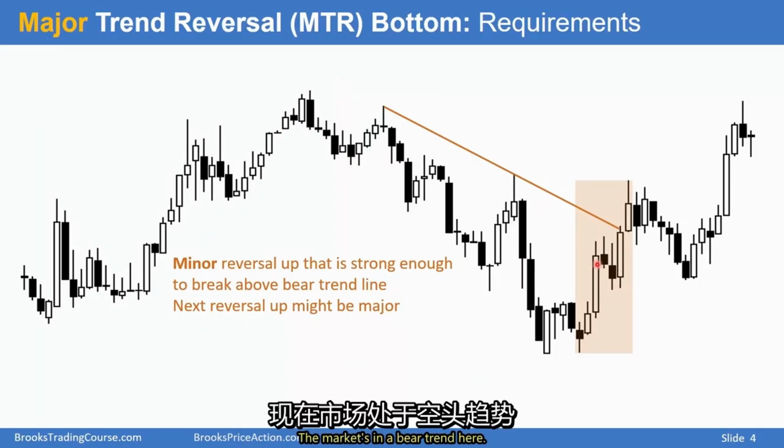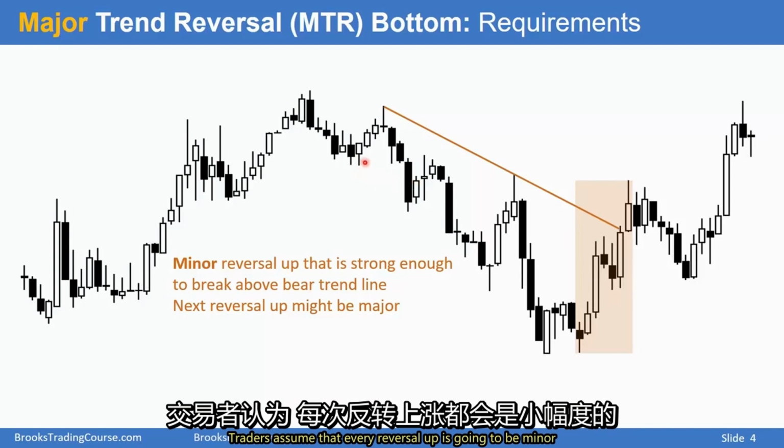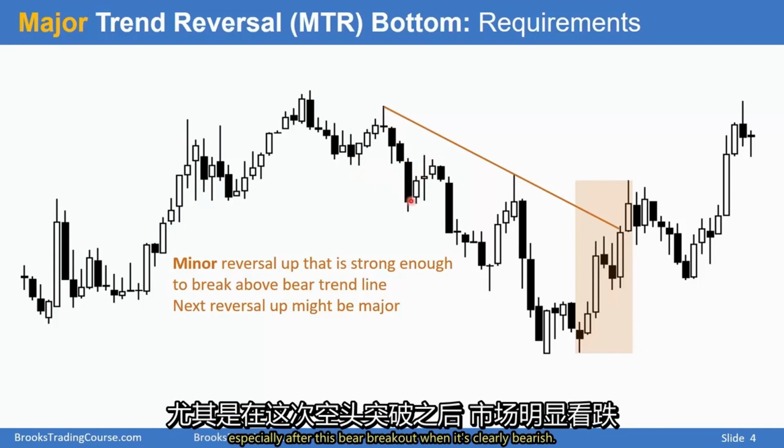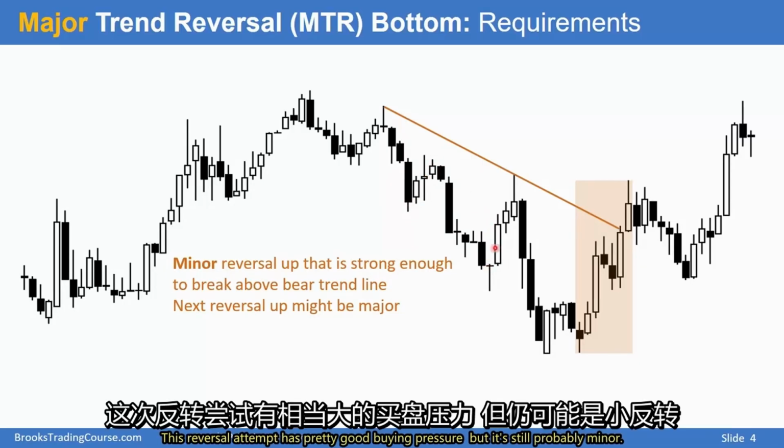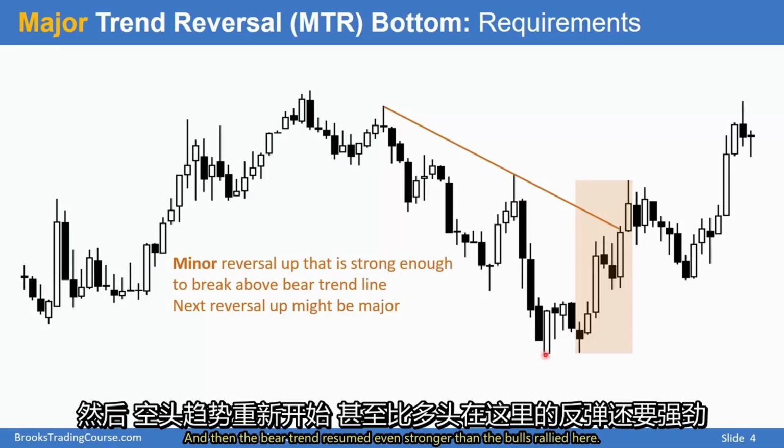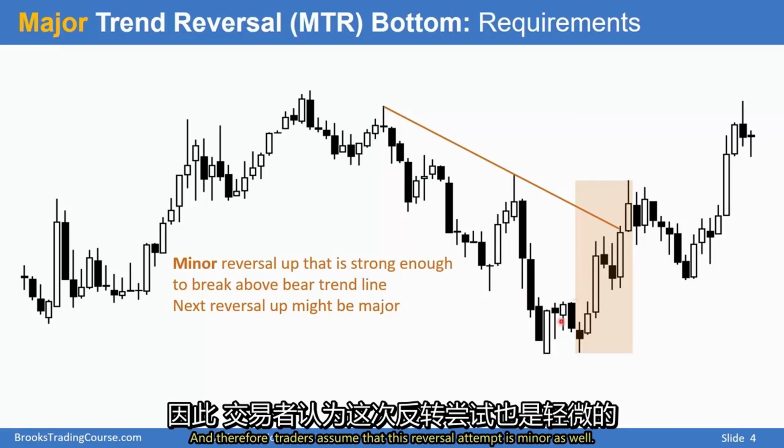The market's in a bear trend here. Traders assume that every reversal up is going to be minor, especially after this bear breakout when it's clearly bearish. The reversal attempt minor. This reversal attempt has pretty good buying pressure, but it's still probably minor. And then the bear trend resumed even stronger than the bulls rallied here, and therefore traders assume that this reversal attempt is minor as well.